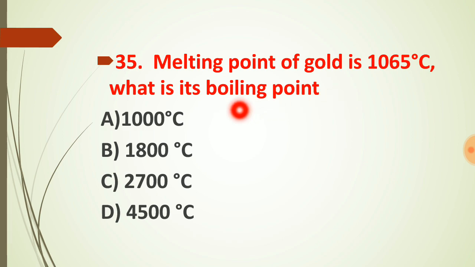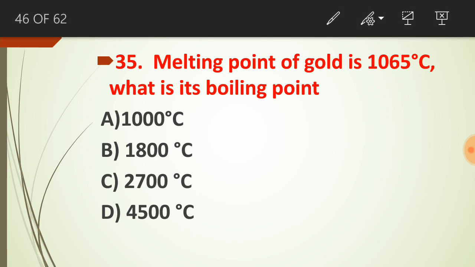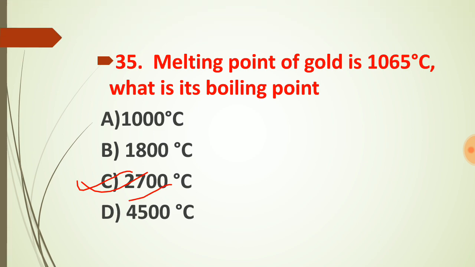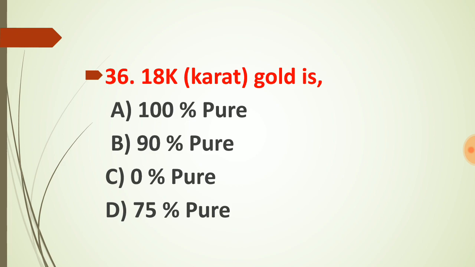What is its boiling point? In some books this varies a little. Sometimes you will find 1060 and 1070 as well. And what is the boiling point? The boiling point of gold is 2700 degrees centigrade. In this also you can see some variable values in different notes, but the value near 2700 degrees centigrade is the correct answer for the boiling point of gold.